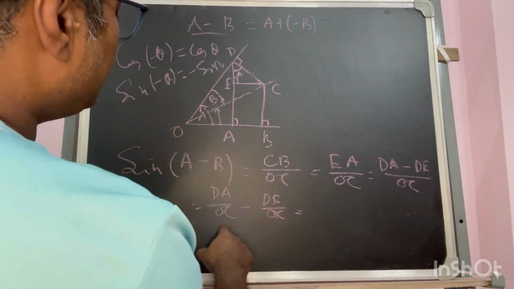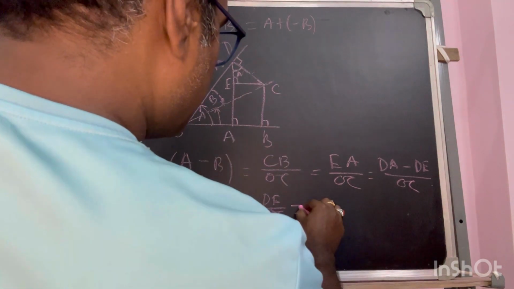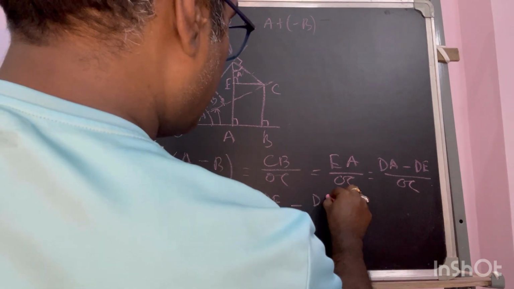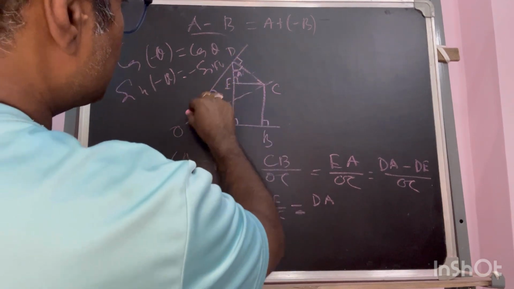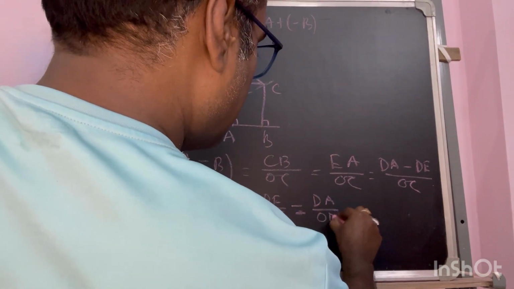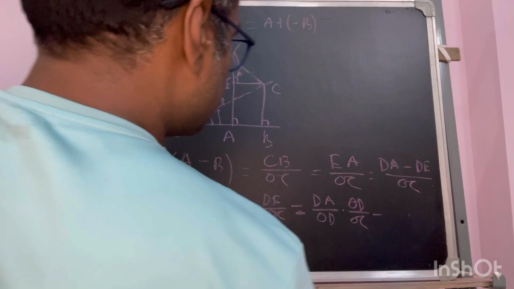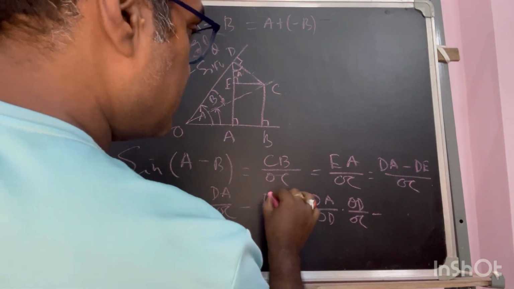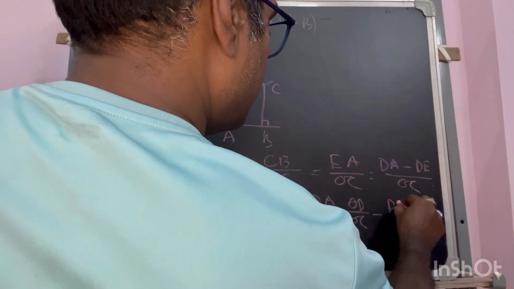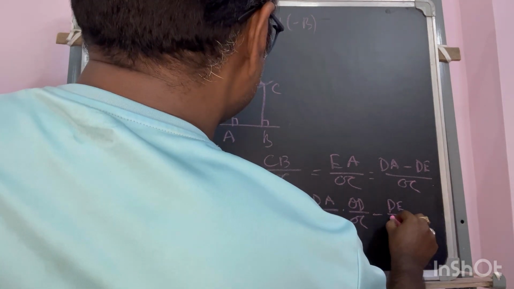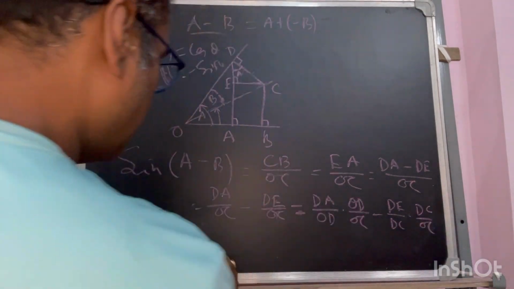Now DA by OC, I have to bring something in between. So DA is related to this triangle, so OD will come in between. Then DE, this one, is related to this hypotenuse. So DE upon DC into DC upon OC. Let me check.